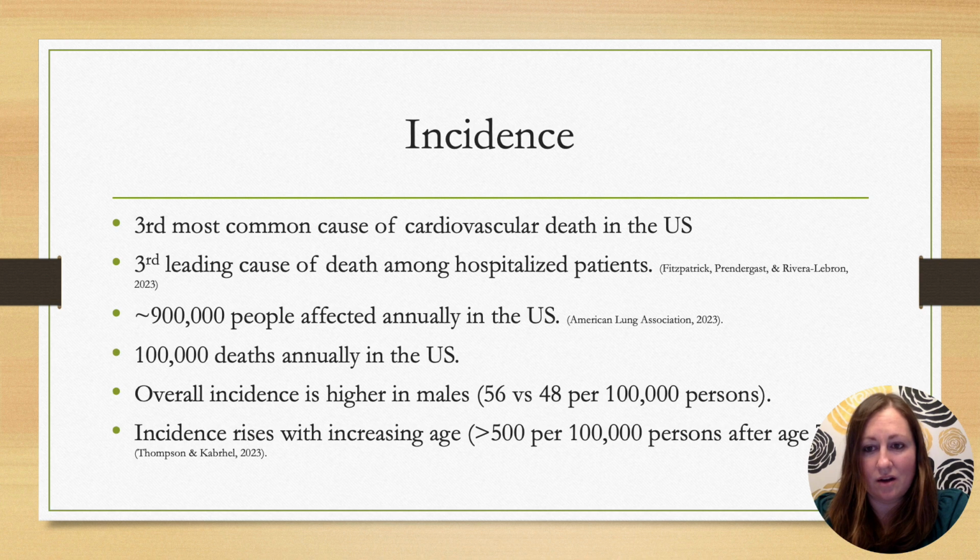PEs are the third leading cause of cardiovascular death in the US and the third leading cause of death among hospitalized patients. Approximately 900,000 people are affected annually in the United States, and 100,000 of these will die. The number of deaths caused by PEs is likely underestimated, though, as severe PEs can cause sudden death and autopsies are not always completed. The incidence is higher in male patients, and the incidence rises with age, especially among women. By the age of 75, the incidence is greater than 500 cases per 100,000 people.